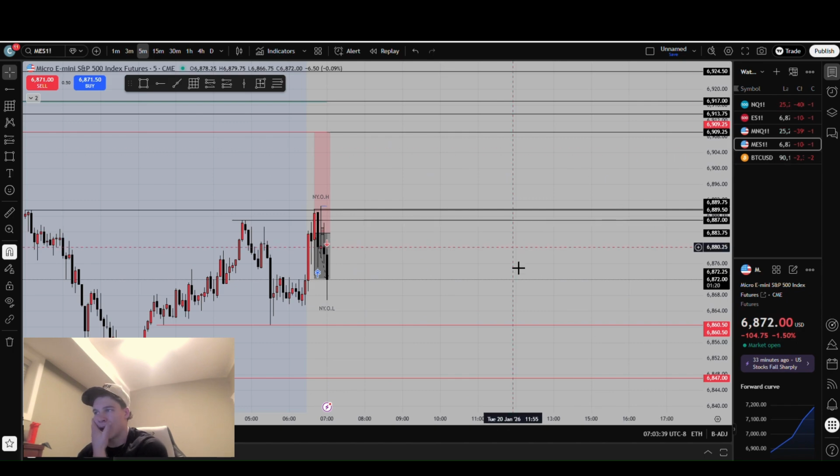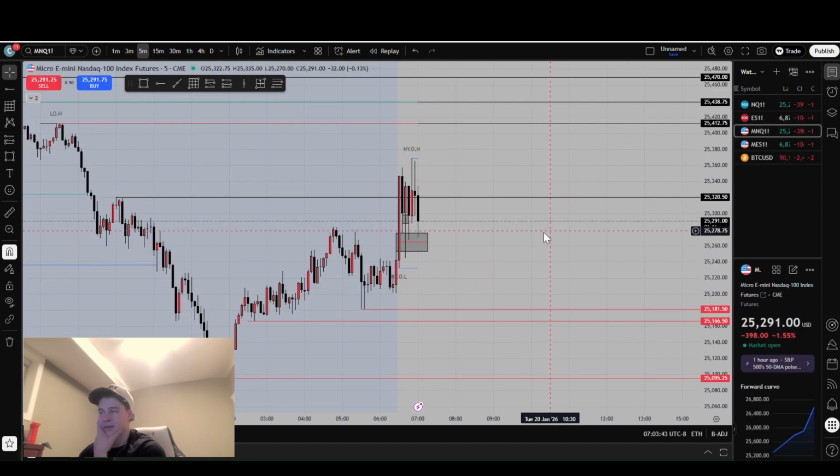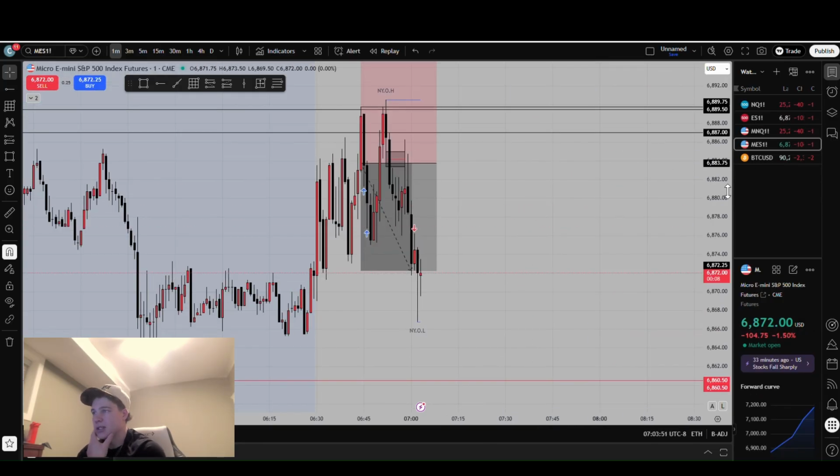So why did I enter there? Because of the 5-minute confluence. So I just took continuation confluence, 5-minute fair value gap fill, right? 1 minute. I mean, this is just horrendous looking. Holy smokes.